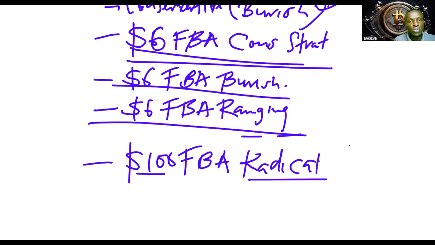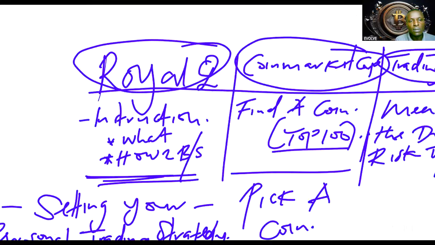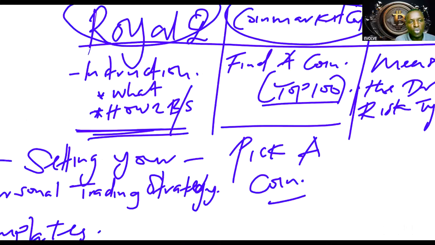All right, so after setting up your template, basically, you just come, okay, pick a coin of your choice in your category where you fall. I am a top 10 trader. I am a top 50 trader. I am a top 100 trader. For me, I trade the top 200. Pick a coin from your category.